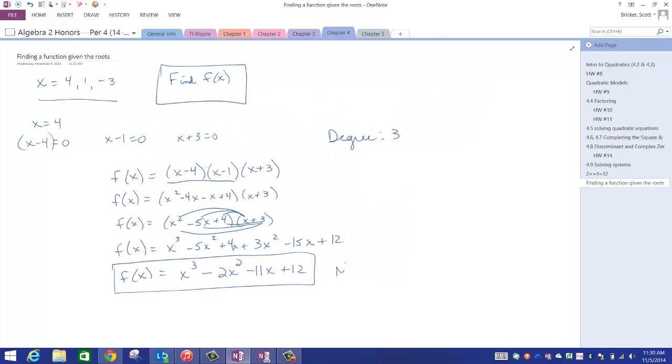If you were to graph this on the Inspire, you could then use your menu analyze zero option to verify that these 3 zeros are indeed the zeros of the function.